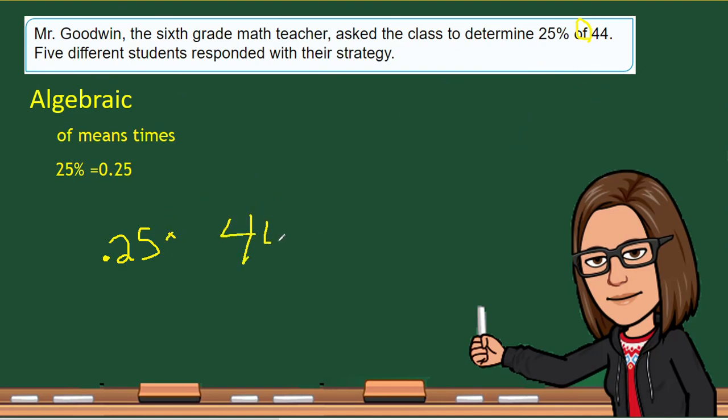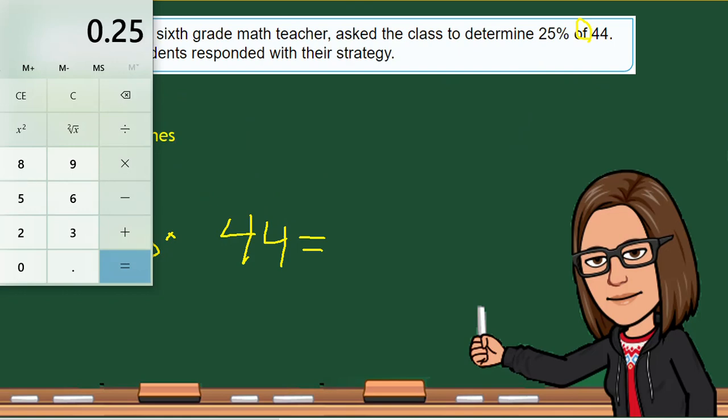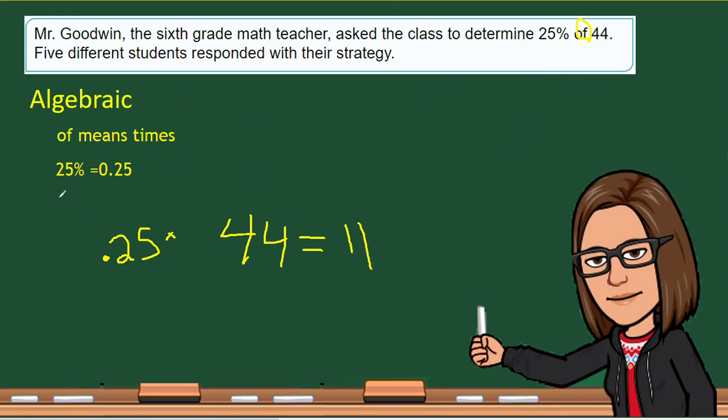And I can just put that into my calculator. When I do that, I can see that 0.25 times 44 is going to be 11. So the answer here is 11. And that is one way you can do it, the algebraic way. The other way is going to be the part over whole. So let's look at that example.